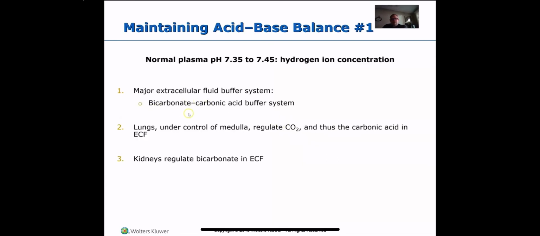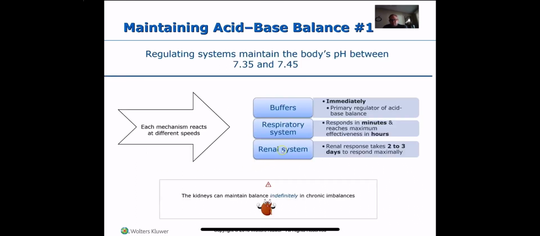So there are some systems for maintaining the balance. You've got your extracellular buffer system, bicarbonate, which will buffer your acid. Your lungs, controlled by the medulla, regulate your CO2 and carbonic acid in the extracellular fluid, while your kidneys regulate bicarbonate in your extracellular fluid. When you're regulating your pH, there are several systems that help. Your buffers work immediately. They're the primary regulator of acid-base.